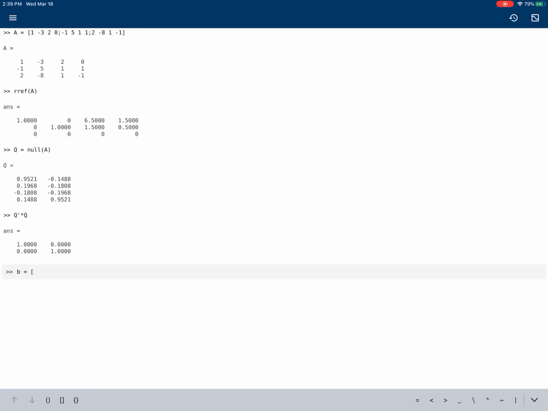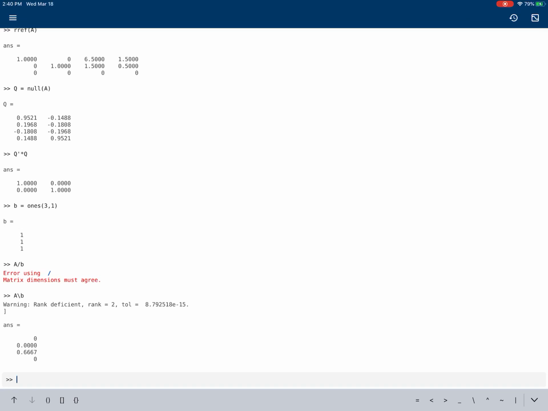More to the point, the question we want to answer is, when does AX equals B have a solution? I'm going to take some arbitrary vector, a 3x1 of 1s, and ask, does this have a solution? Oh, it's got to be a 4. Is that right? No, it's A backslash B, not a forward slash. Shame on me. There we go. So it's rank deficient, the rank is 2.